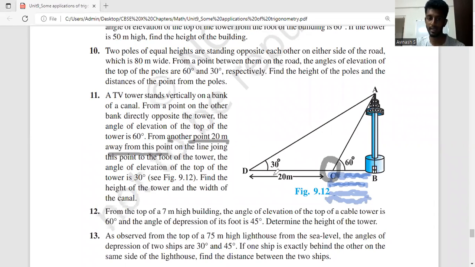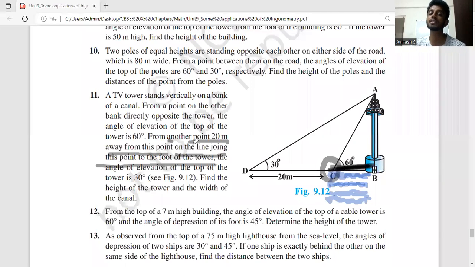Backwards, front, left, right. To clarify, they have given that from this point, on the line joining this point to the foot of the tower, the line joining this point to the foot of the tower is BC. This is the line. So on the same line, 20 meters backwards, that is what they have given. Otherwise, we may get a confusion.